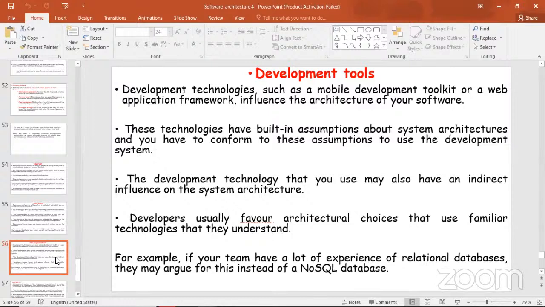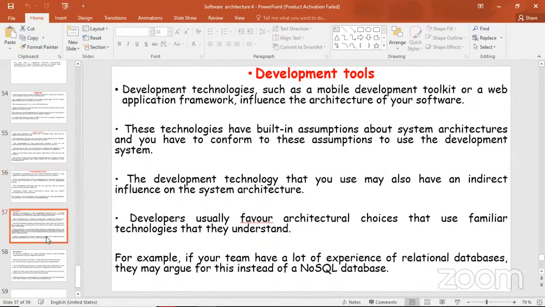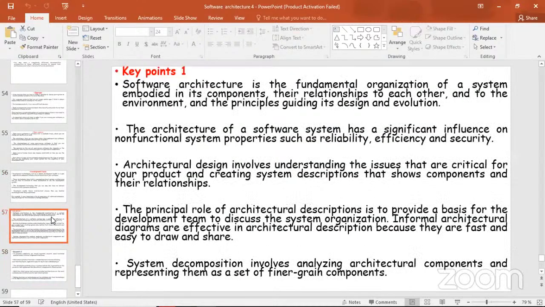So developers usually favor architectural choices that use familiar technologies that they understand. For example, if your team has a lot of experience with relational databases, they may argue for this instead of another. So these are the key points of what we have learned today. Let me just keep it up for a while, so you can pause and look at it on the YouTube channel.